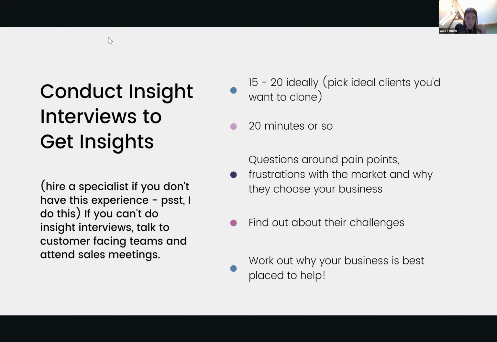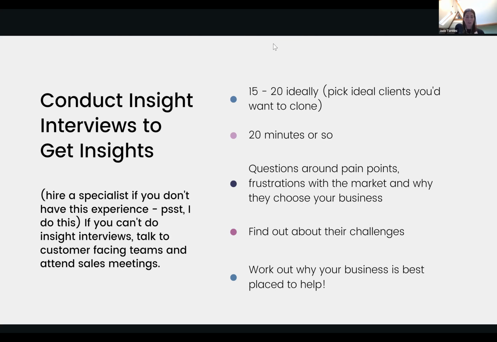Now, a good way, there's a few ways to get insights. You can understand pain points of your ideal client is to conduct insight interviews in order to get insights. Dumb language, Jade. Conduct insight interviews to get insights. Wow, I should be a copywriter. So hire a specialist if you don't have this experience yourself, because the questions asked are really specific. And I am thinking of doing a workshop on this. If anyone would be interested, I can share the questions that I ask when I do them. But again, if you can't do that, or if you can't hire a specialist to do it for you, you can always talk to your customer facing teams and also attend sales meetings or listen in on sales calls and start to get clues. That's really important.